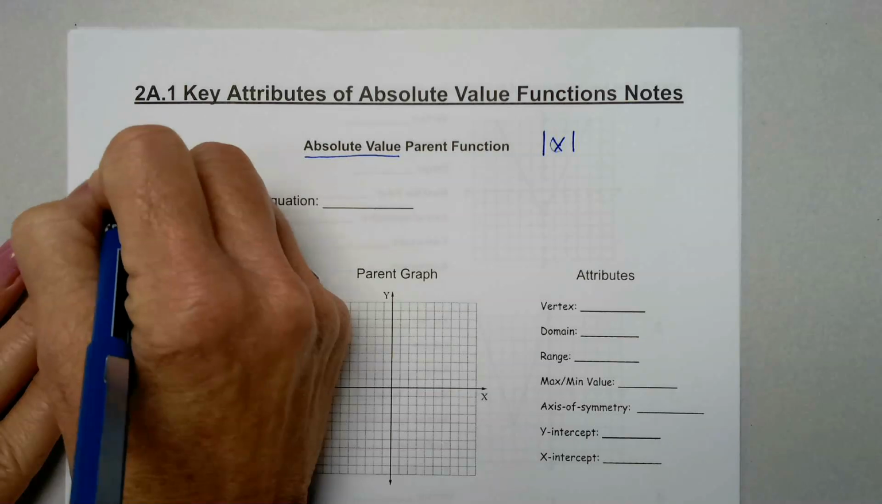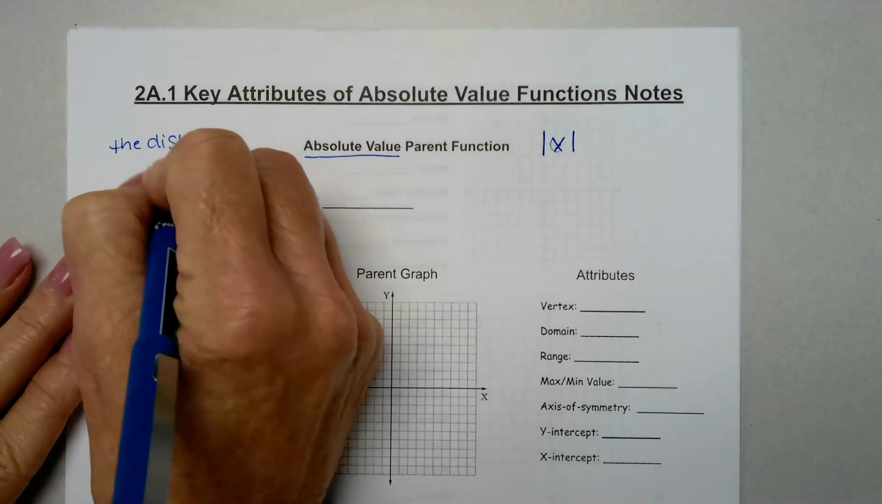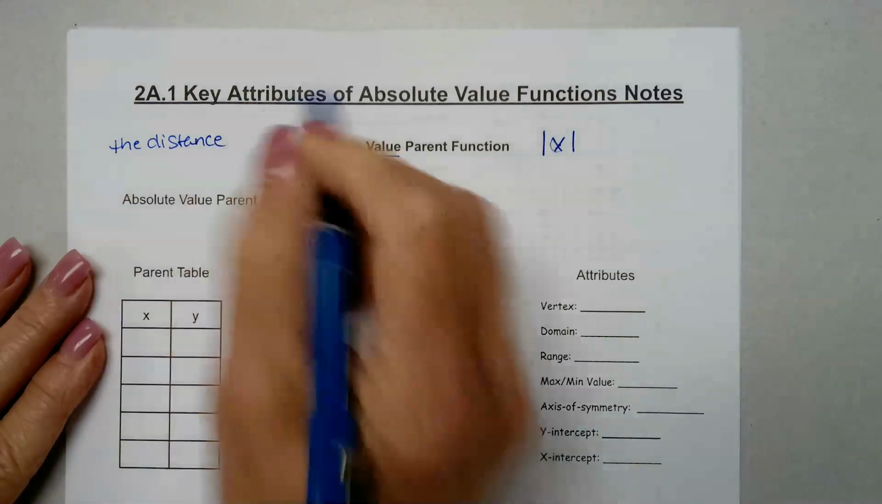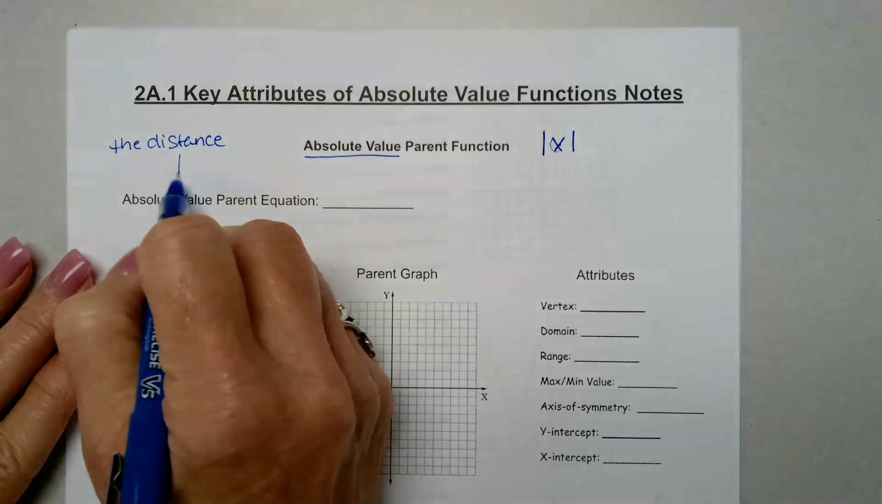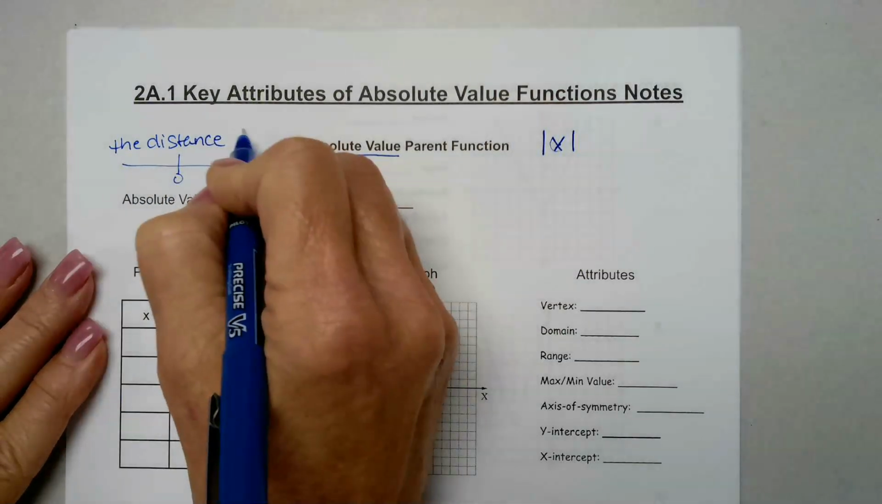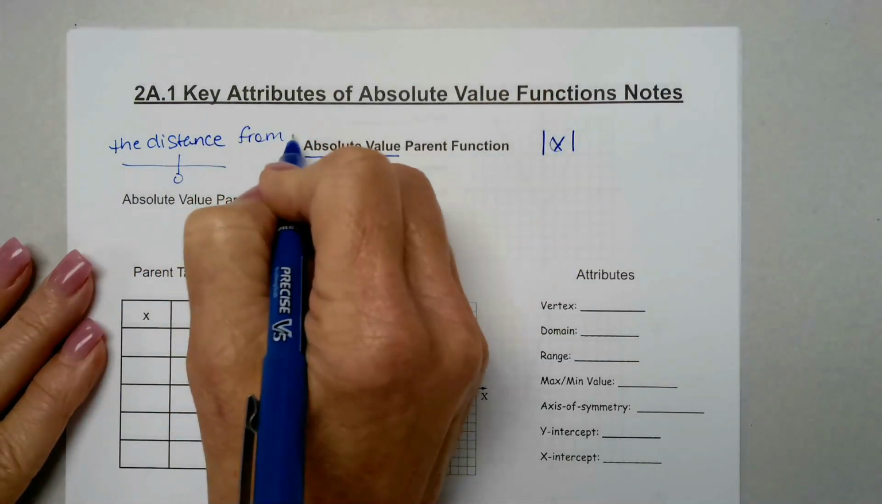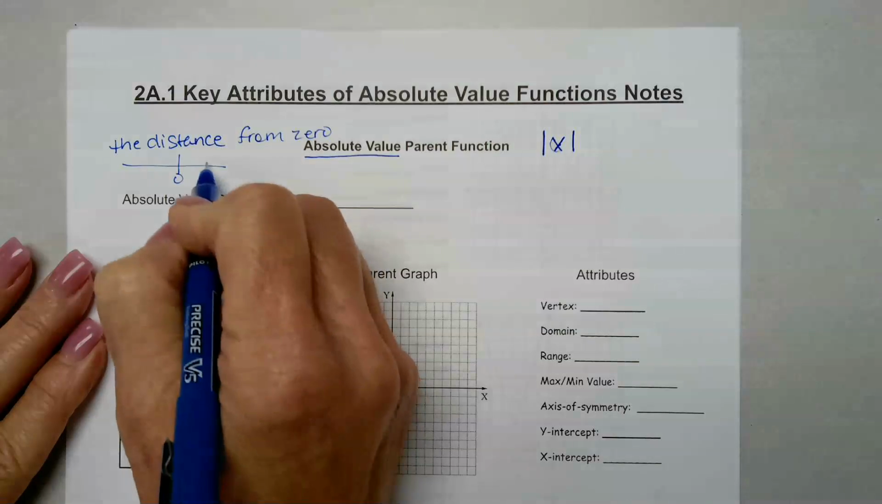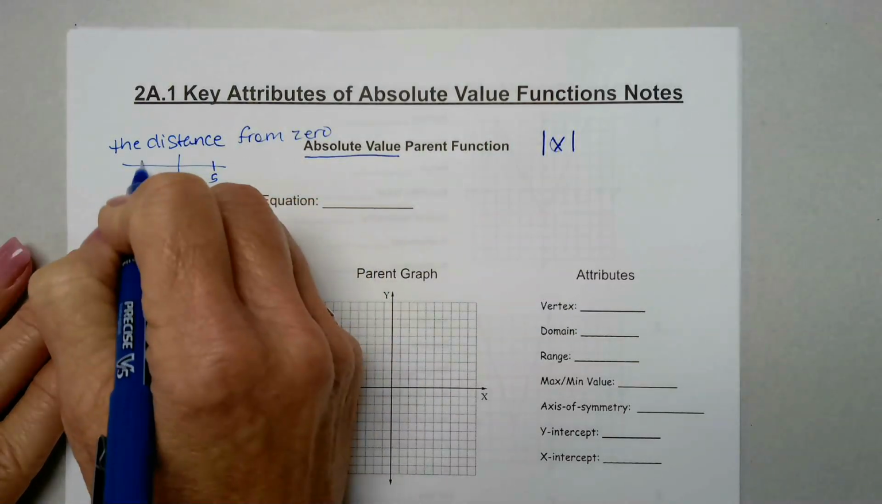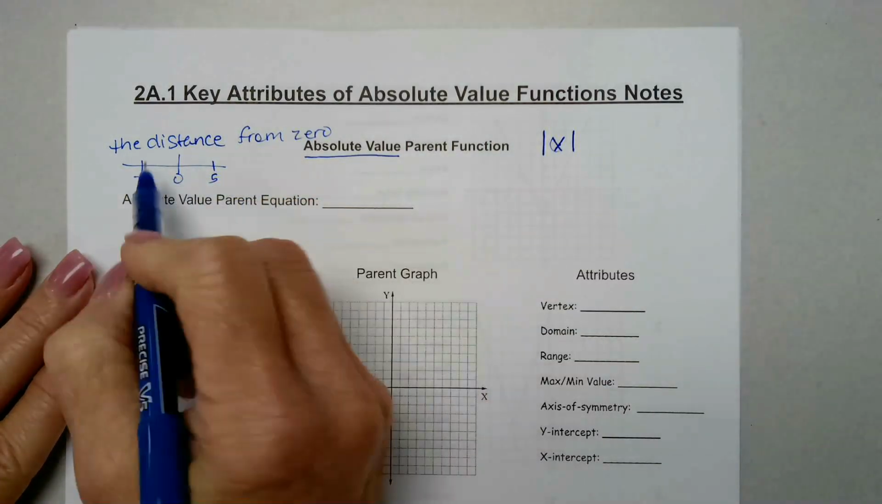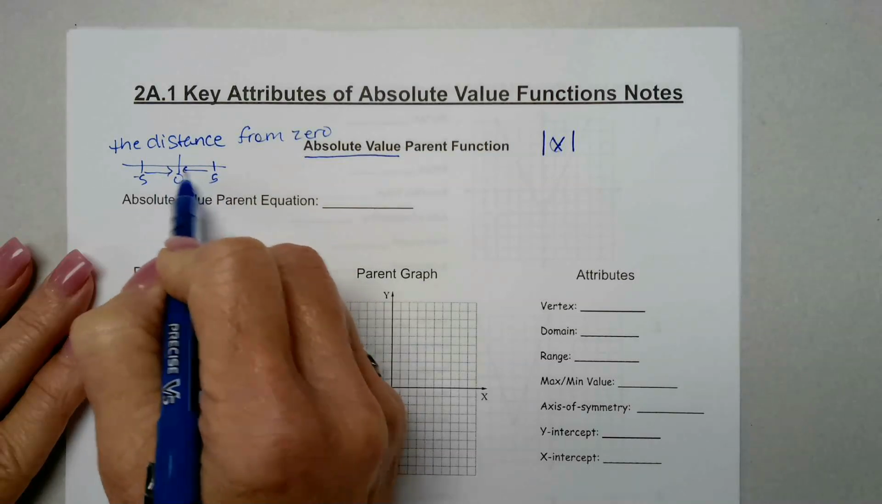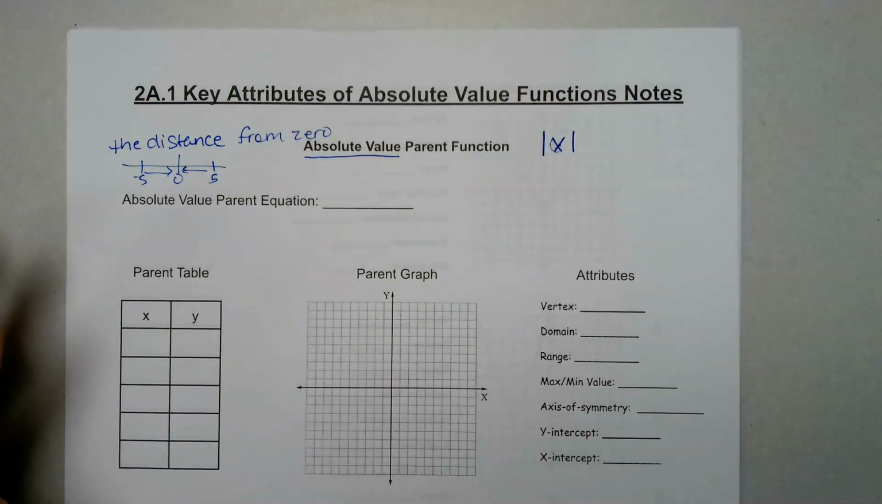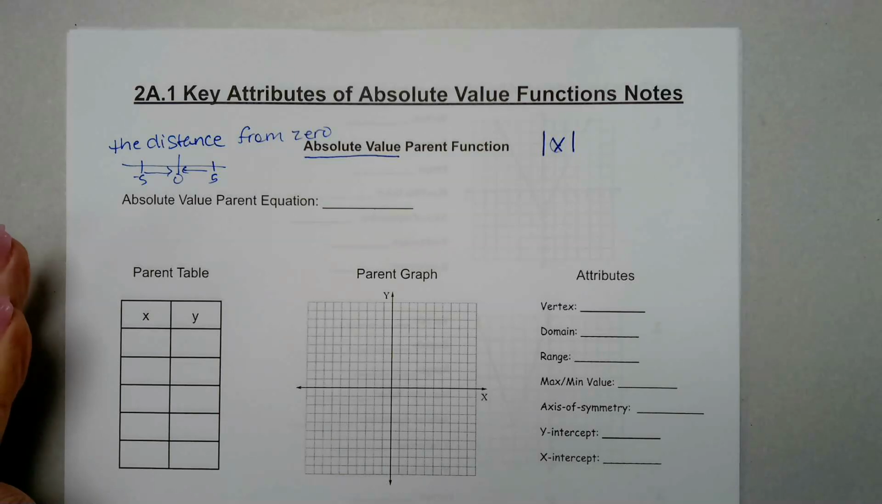The distance from zero. And so that's why it doesn't matter if you're on a number line and here's zero. If you're at a +5 or a -5, either way, you are 5 units from zero. And that's essentially what absolute value is representing.